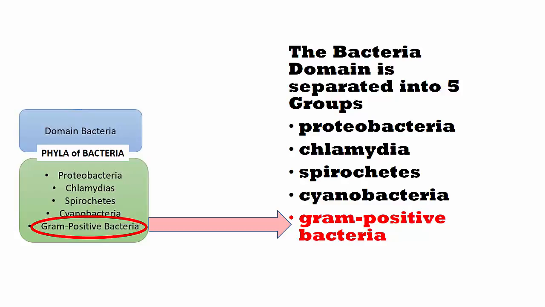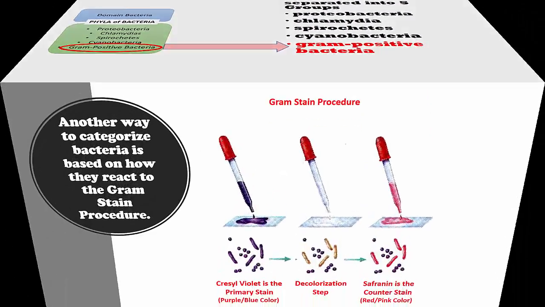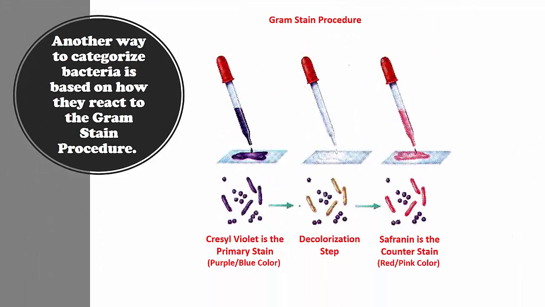The last group of bacteria that we will discuss are the gram-positive bacteria. Another way that we categorize bacteria is based on how they react to the gram stain procedure. In a nutshell, the gram stain procedure includes a primary stain, which has a purplish blue color. The crystal violet is flooded on top of the slide. The peptidoglycan in the cell walls of bacteria pick up the crystal violet stain.